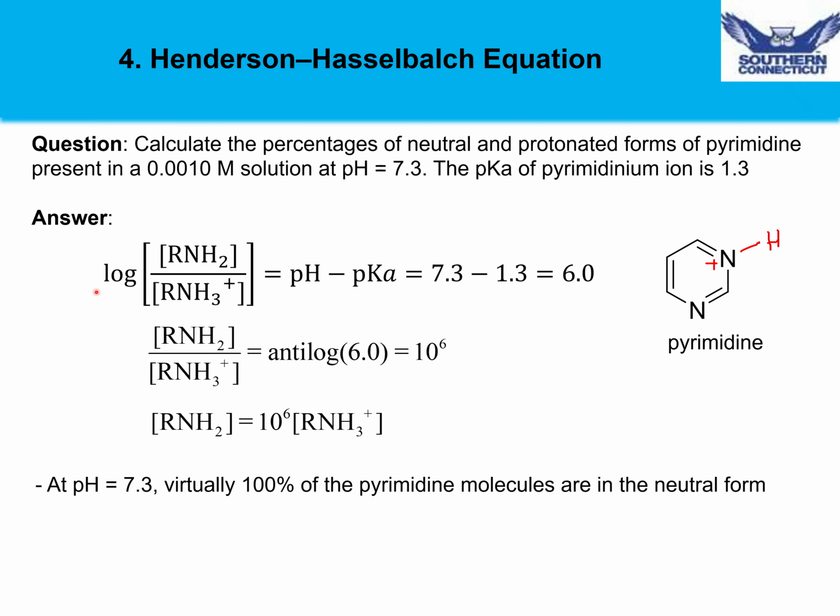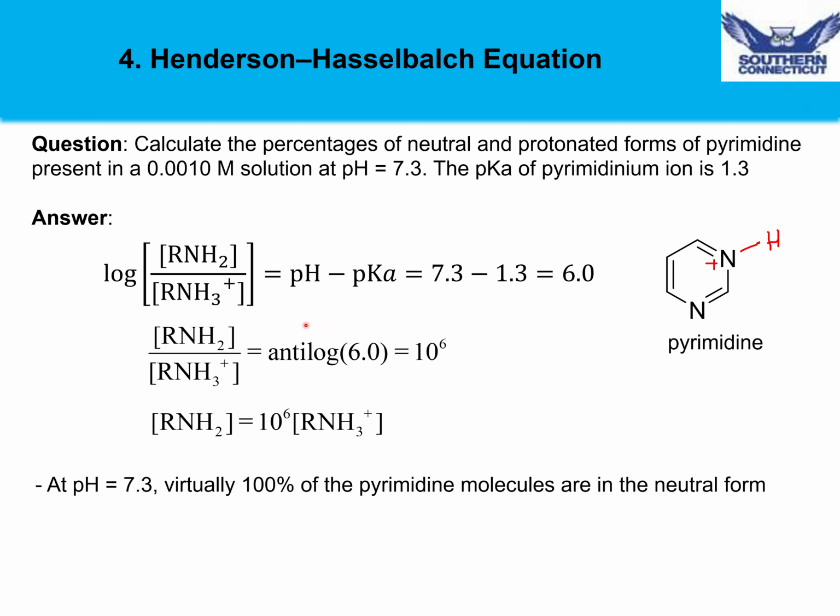Here is one form of the Henderson-Hasselbalch equation. If we plug in the pH, which is given in the question, 7.3, and we subtract the pKa of the acid, which is 1.3, we'll solve for 6. Next, we're going to take the antilog of both sides of the equation to get rid of the log on the left side.